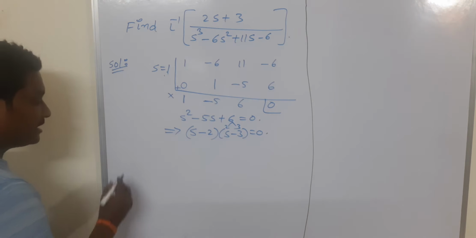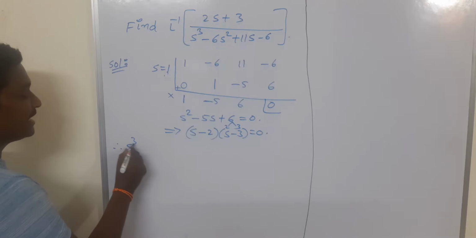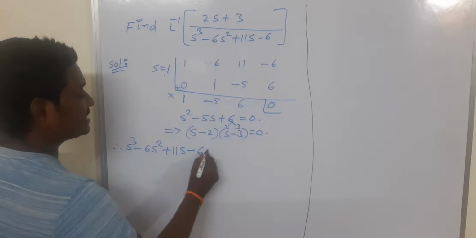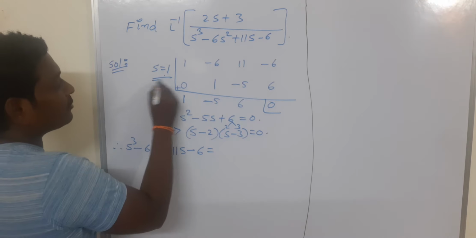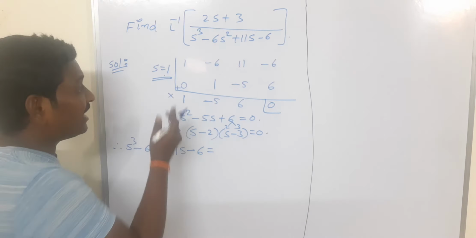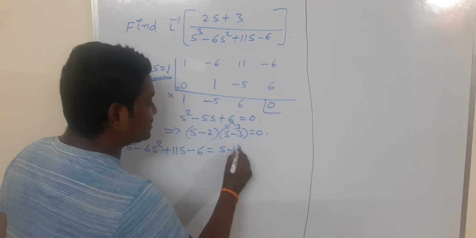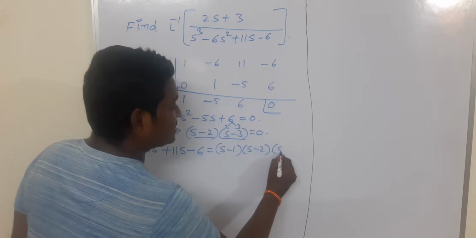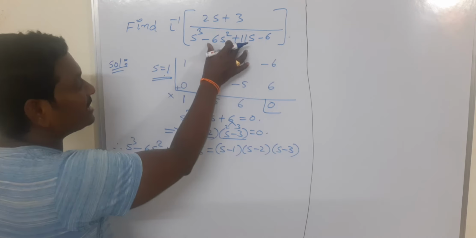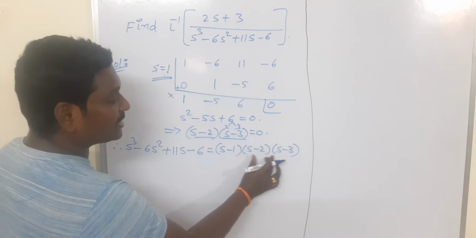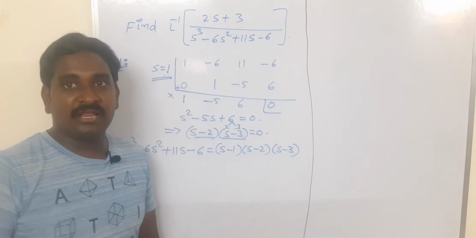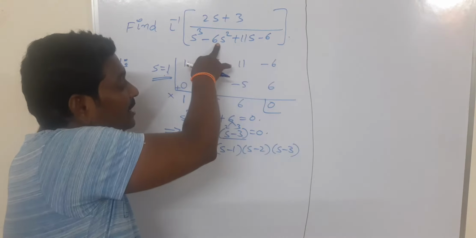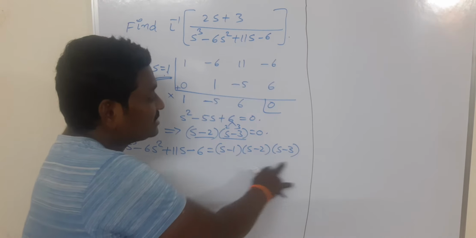Okay. Finally, the denominator can be written as s cube minus 6s square plus 11s minus 6 is equal to, s is equal to 1 is the first root. That's why its corresponding factor is s minus 1, second factor is s minus 2, third factor is s minus 3. So the denominator can be replaced by s minus 1 into s minus 2 into s minus 3. Whenever a cubic polynomial is provided in the denominator, you should express it in this way.